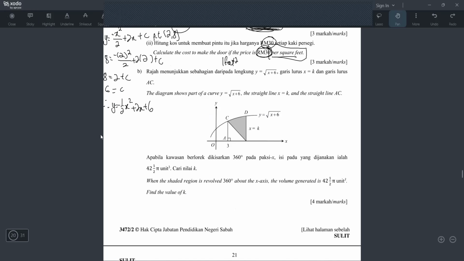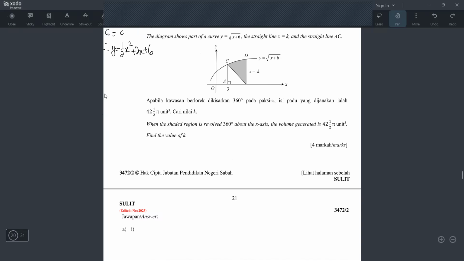Okay, done. Now for question B. So this is question B. Let's read the question. The diagram shows part of the curve y equals square root of x plus 6. We can see it. There are some points that we can find, which is the y-intercept, but let's find it later. And the straight line x equals k. This x equals k means this is k, and the x coordinate for D is also k. And then the straight line AC. AC is also a straight line.